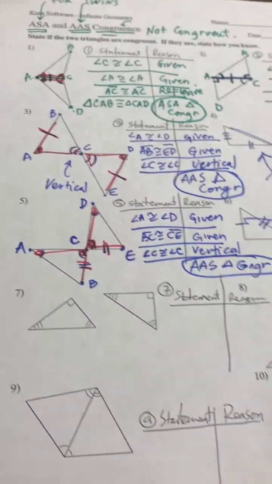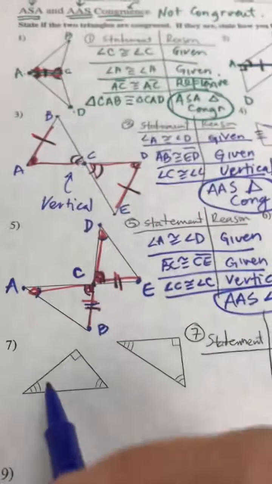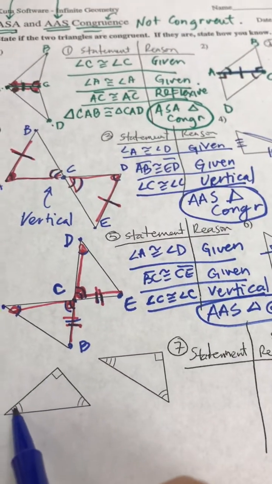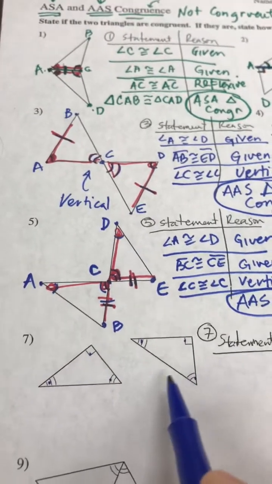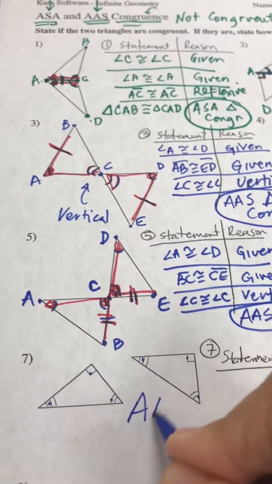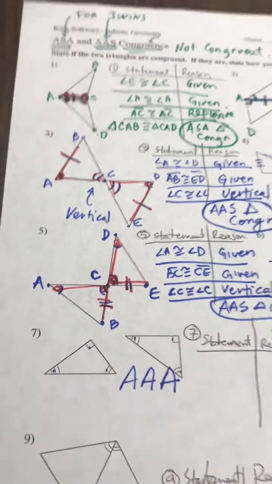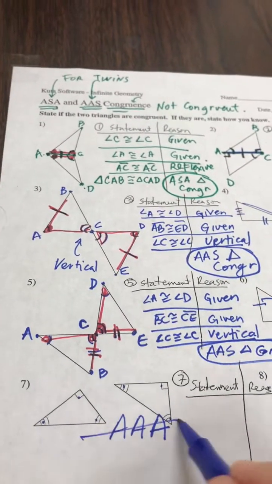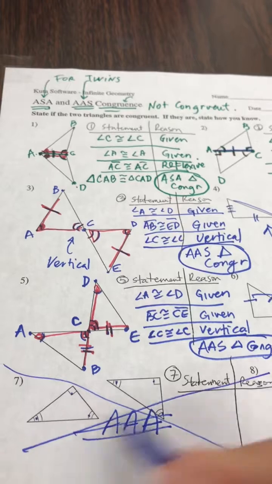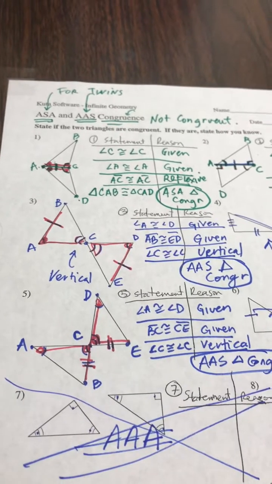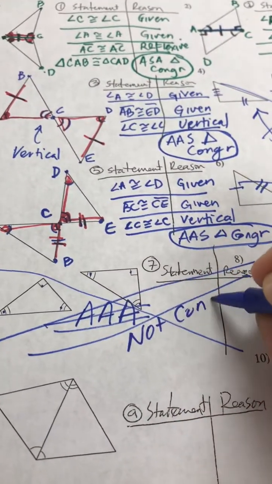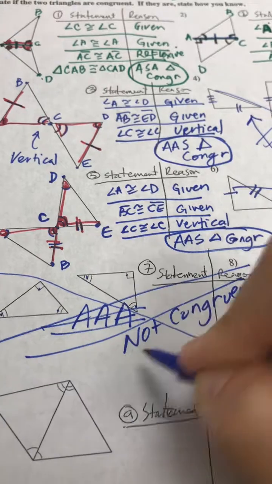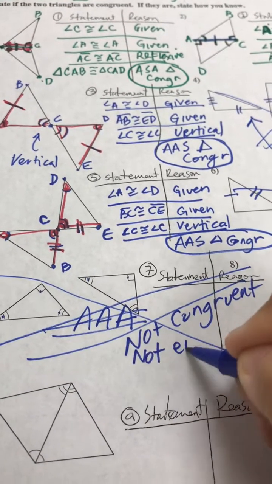Okay, 7. Let's take a look here. It looks like angle, angle, angle, angle, angle, angle. I don't have a congruence theorem called angle, angle, angle. There is none. That's a similarity theorem. So once again, it's too far away to go, so I'm going to rewrite this. Not congruent, and really it's because we just don't have enough evidence.